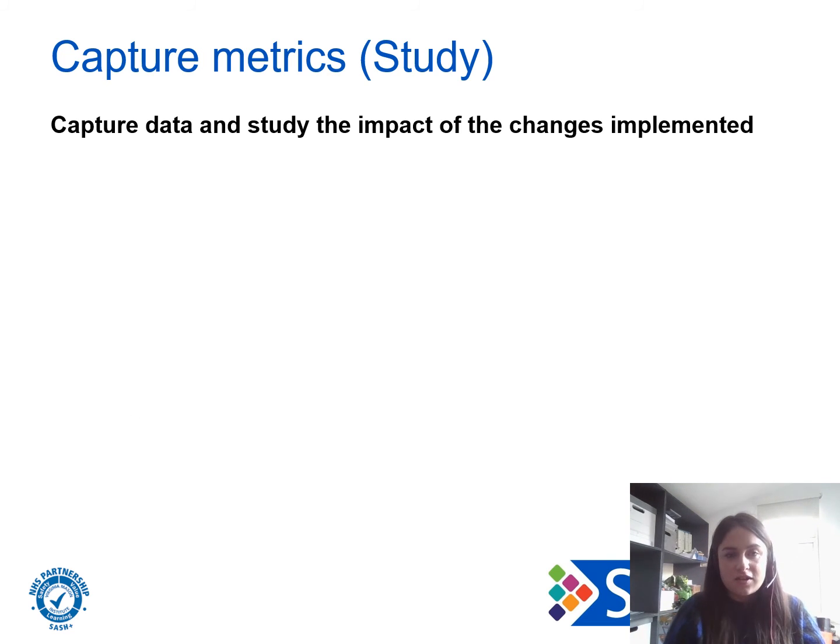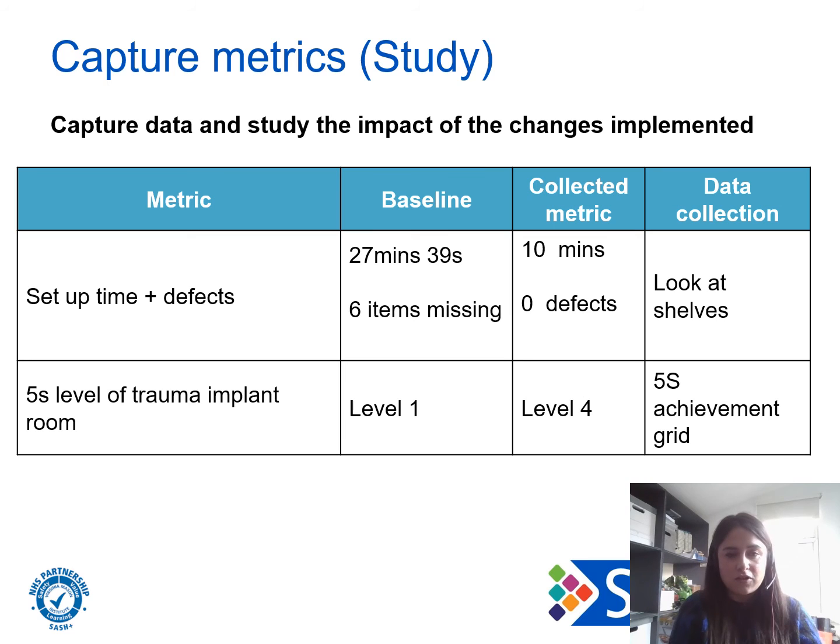After you've done your action stage or your doing stage, we'll move on to our study part of the PDSA cycle. This is where we'll be capturing data, all the metrics, and study the impact of the changes we have implemented. So for this example, we have our two metrics that we've taken before, we have our baseline, and then we have our collective metrics, or our new figure. So for example, we have setup time and defects.